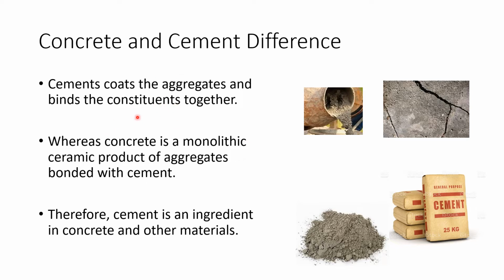In formal words, cement coats the aggregates and binds the constituents together. It's just kind of like a glue that we use, gluing the stones mostly. Concrete, in formal words, we call a monolithic ceramic product of aggregates bonded with cement. Therefore, cement is again an ingredient in concrete and other materials.